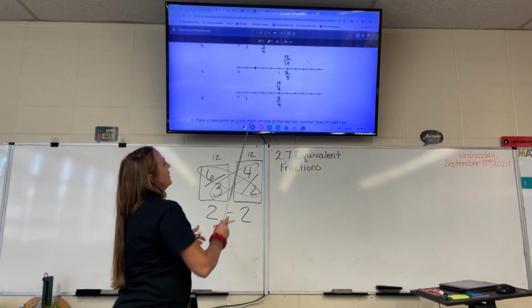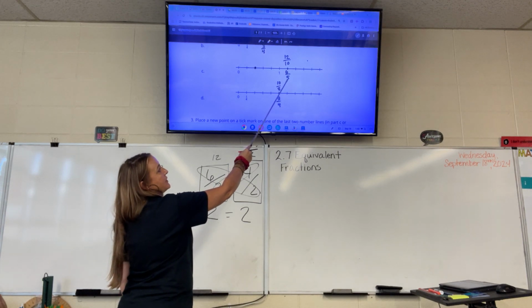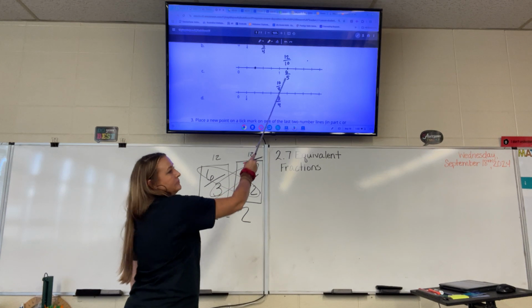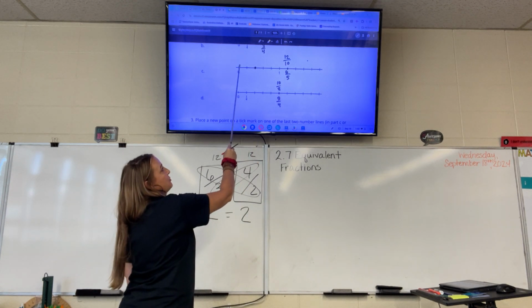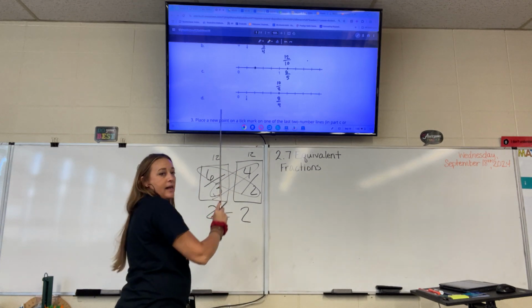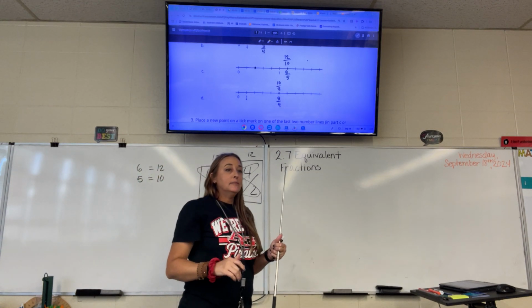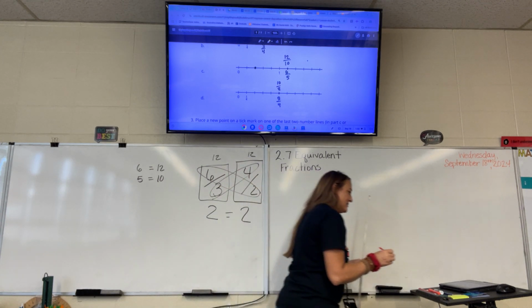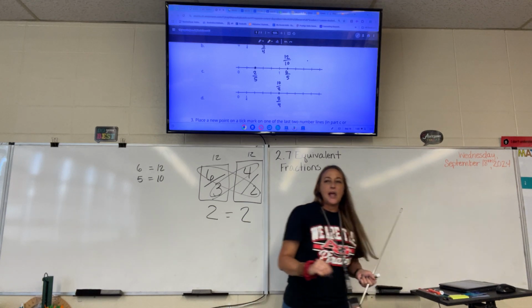3/4. Okay, so your denominator, what did we decide our denominator is all the way across on this one? 5. And now, how many jumps do you make to get to our point? 2. So what would the fraction be? 2/5. Nice job. Yes, you got there. 2/5. Does everybody understand how we got that?